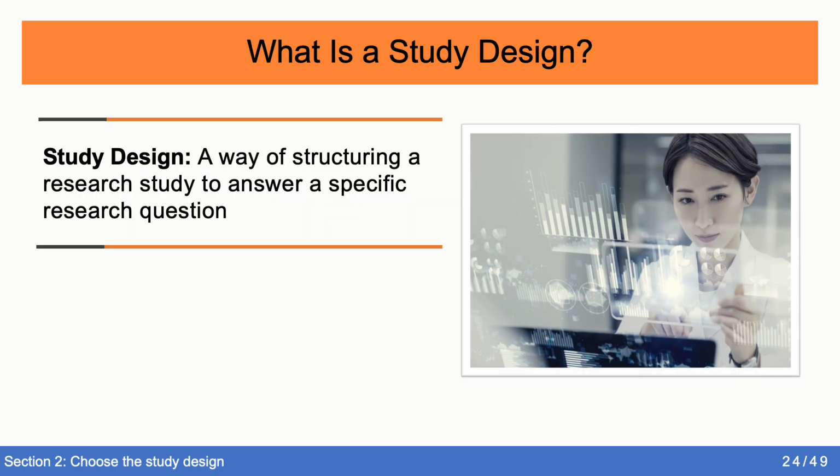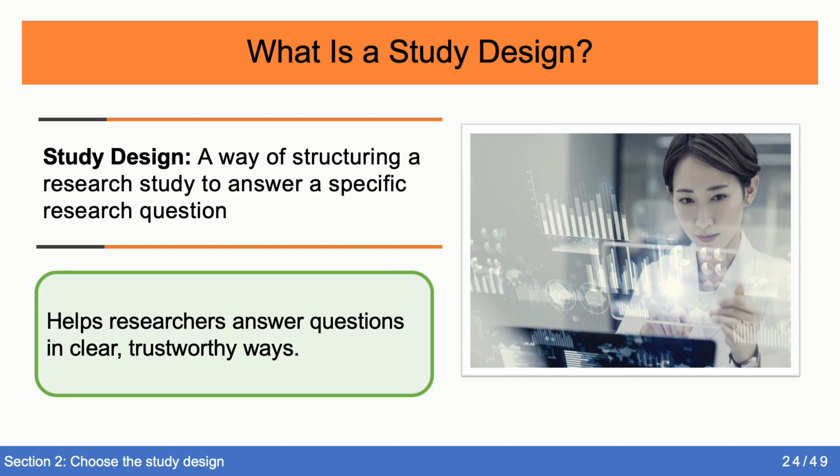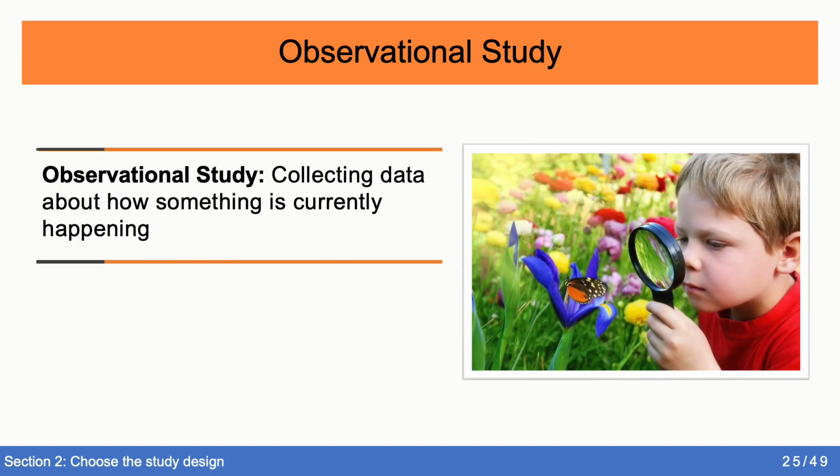A study design is a way of structuring a research study to answer a specific research question. There are many different study designs with unique strengths and limitations. Choosing the right study design helps researchers answer their questions in clear, trustworthy ways. We will now review some basic types of research studies, but you can learn more about different study designs in the additional resources. An observational study is when researchers collect data to learn about something currently happening in the world.